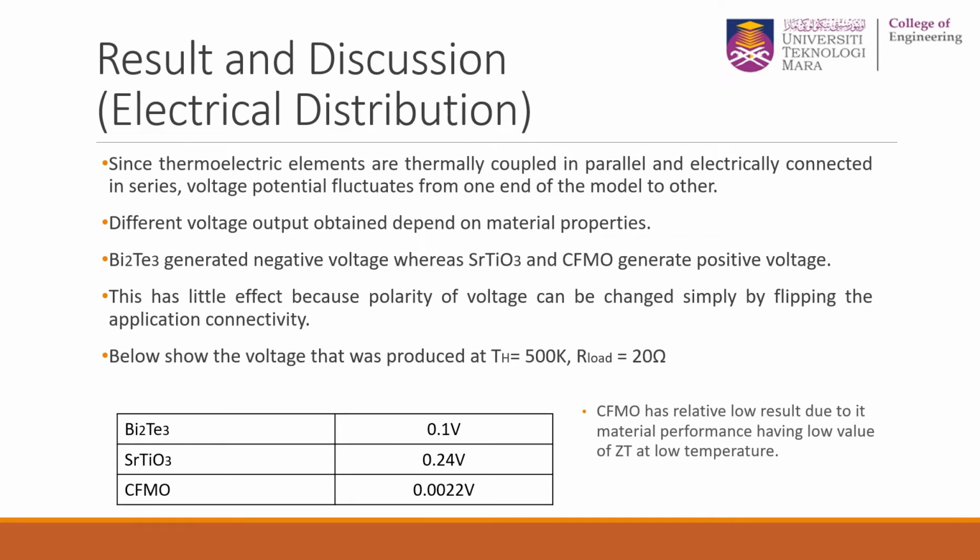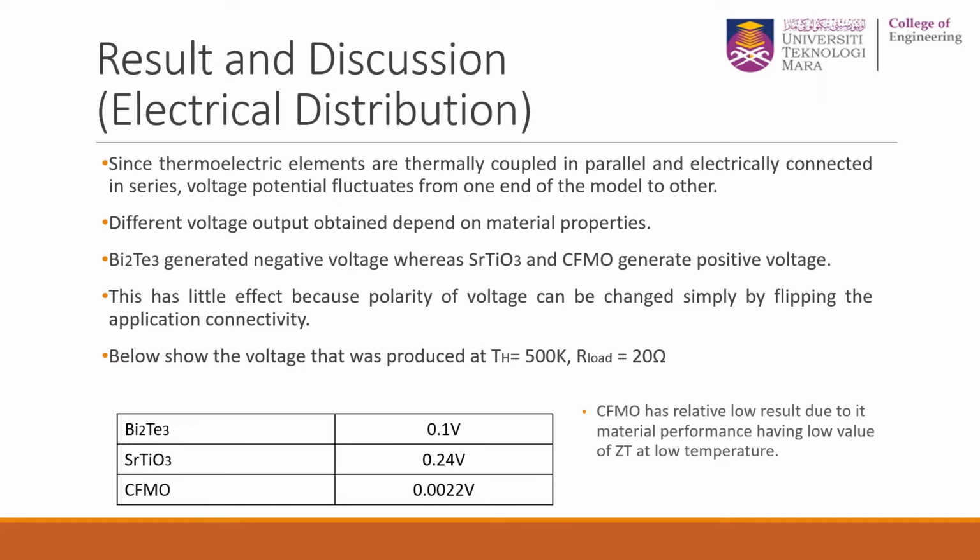The second result is the electrical distribution. Since thermoelectric elements are thermally coupled in parallel and electrically connected in series, voltage potential fluctuates from one end of the model to the other. Different voltage output is obtained depending on the material property. Bismuth telluride generates a negative voltage, while SiO3 and CFMO generate a positive voltage. Based on the literature, it has little effect because the polarity of voltage can be changed simply by flipping the application connectivity.